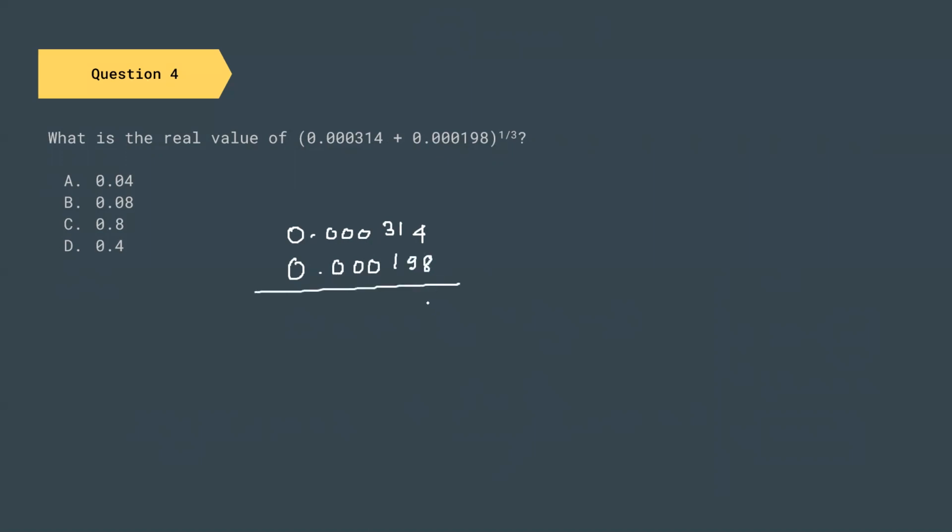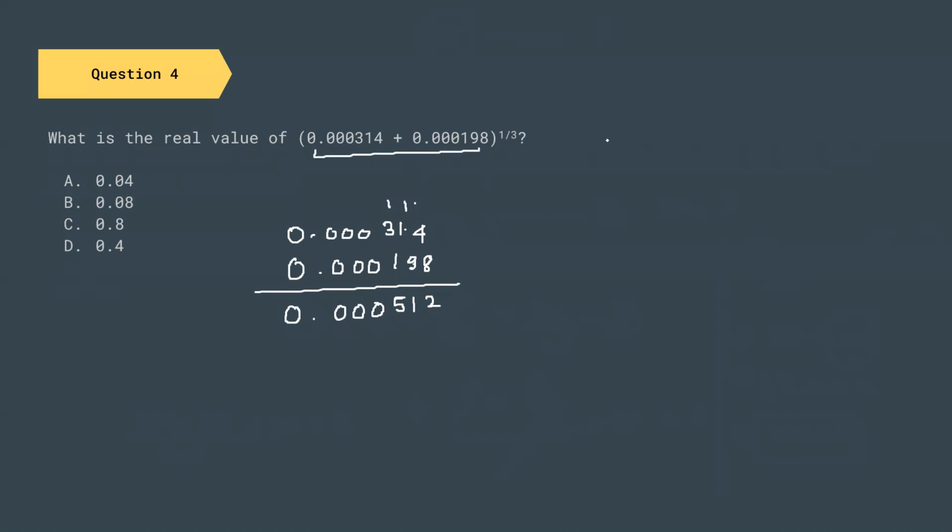So 8 plus 4 is 12, carry 1. 9 plus 1 is 10. 10 plus 1 is 11, carry 1, and this is 512, and this is 0.000. So this is the addition of these two numbers.